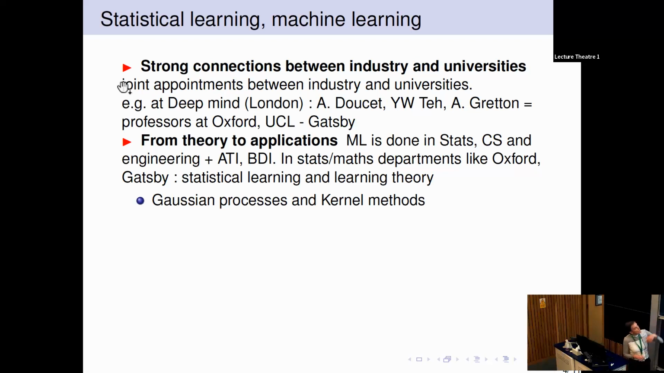So I give a few examples of people who have this double affiliation between industry, DeepMind typically, and academia. And because of such a wide and diverse landscape in machine learning in the UK, but actually everywhere in the world, it's also very diverse in the way the research is conducted. So you have applications, and you have methodologies, and you have theory.